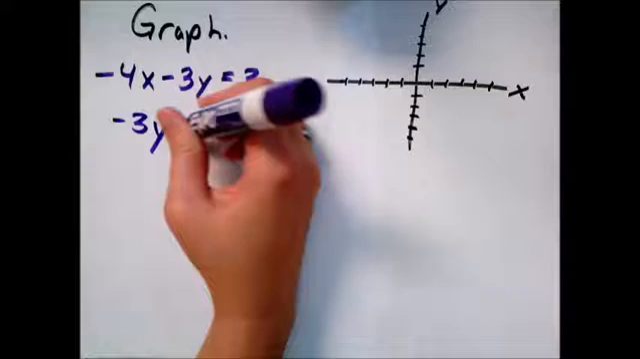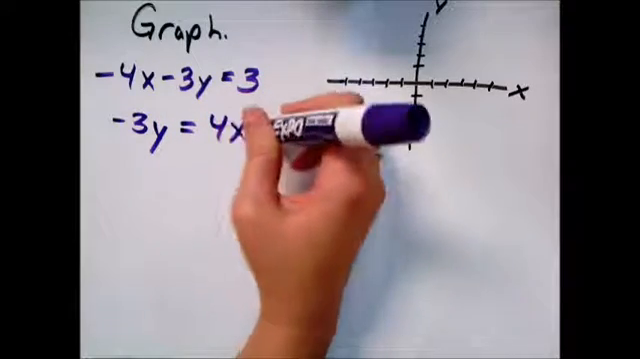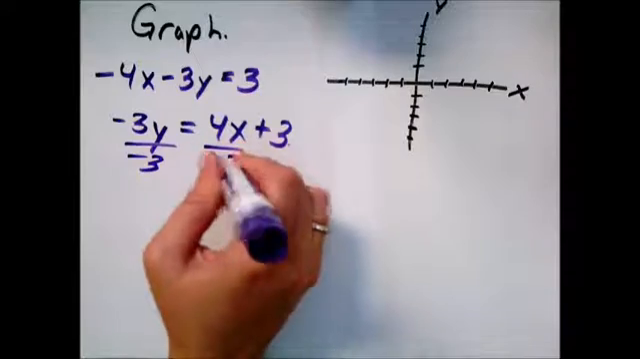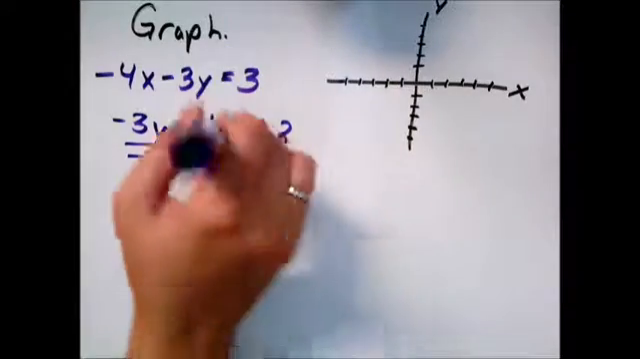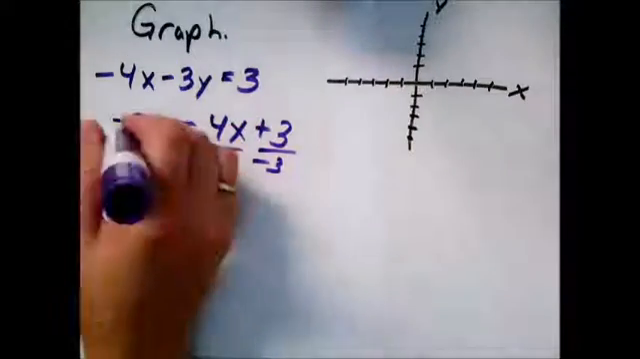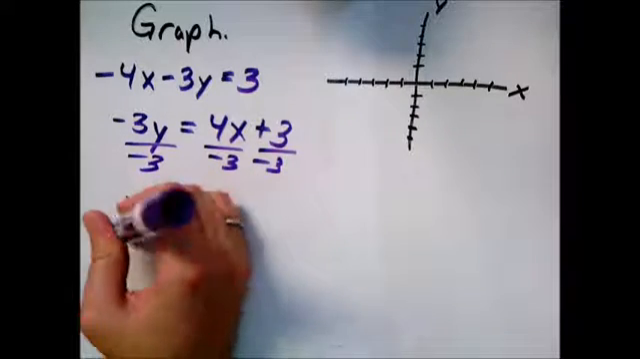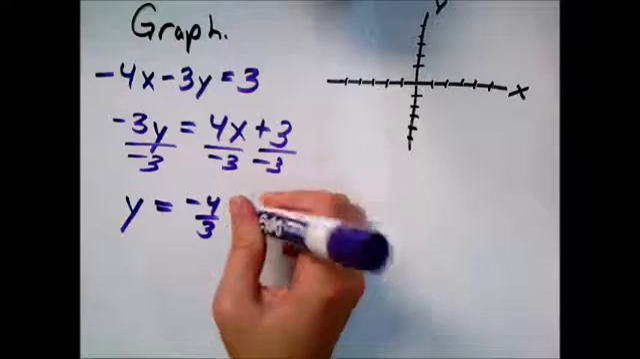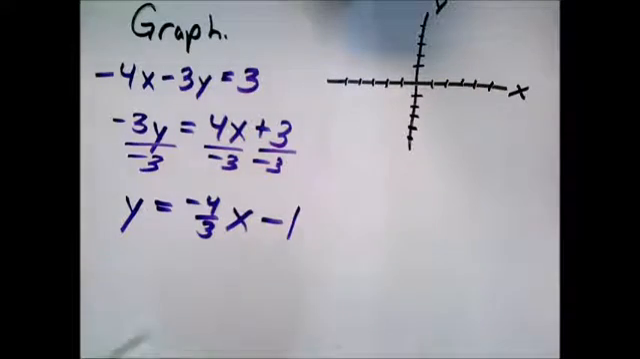to both sides of this, and then divide everything by -3, and be careful you're doing everything on both sides. Sometimes it's helpful to write it under both of these so you remember that there's actually everything divided by -3. So this is -4/3x, and 3 divided by -3 is -1.